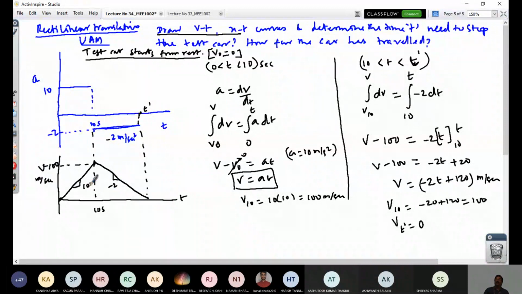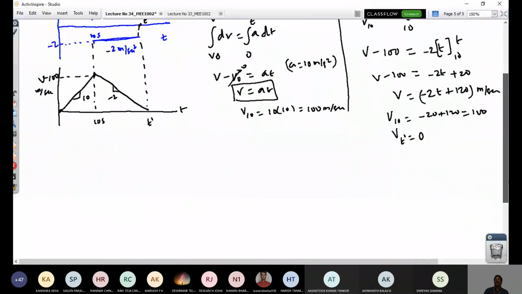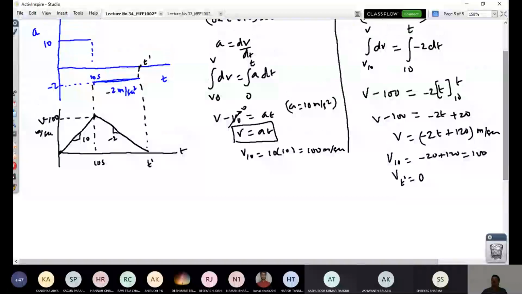So now what is my stopping distance? So when it will be stopped, how do I get this from this? How do I get when it will be stopped? So to get v at t dash is 0, I have to apply this here. So this is my equation. What is the equation of this? v is equal to minus 2t plus 120. So v at t dash is 0. If I substitute here, I will have 0 equals minus 2t plus 120. So 2t equals 120. So t dash is 60 seconds. So this is 60 seconds.